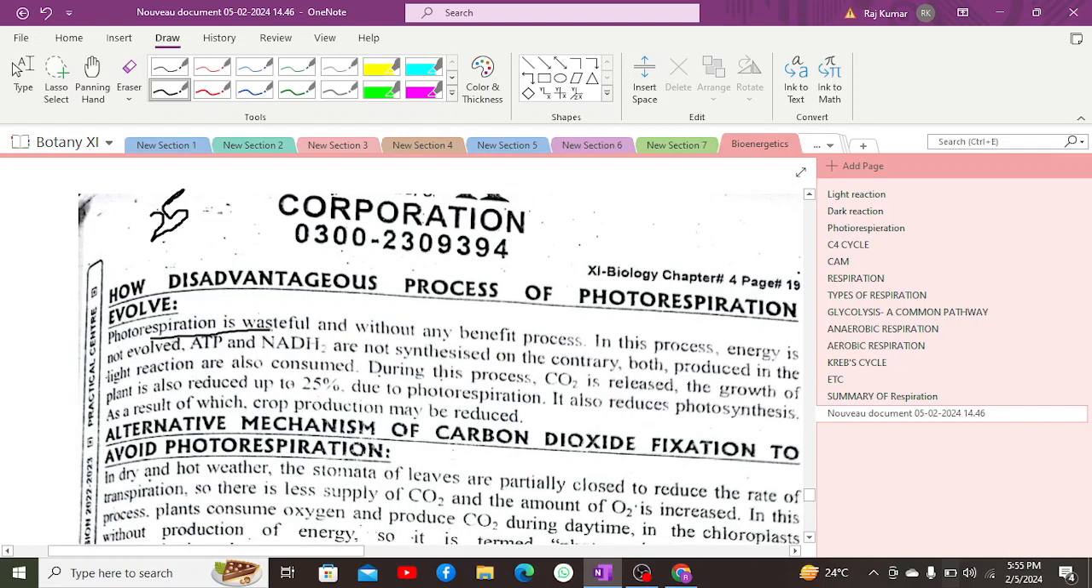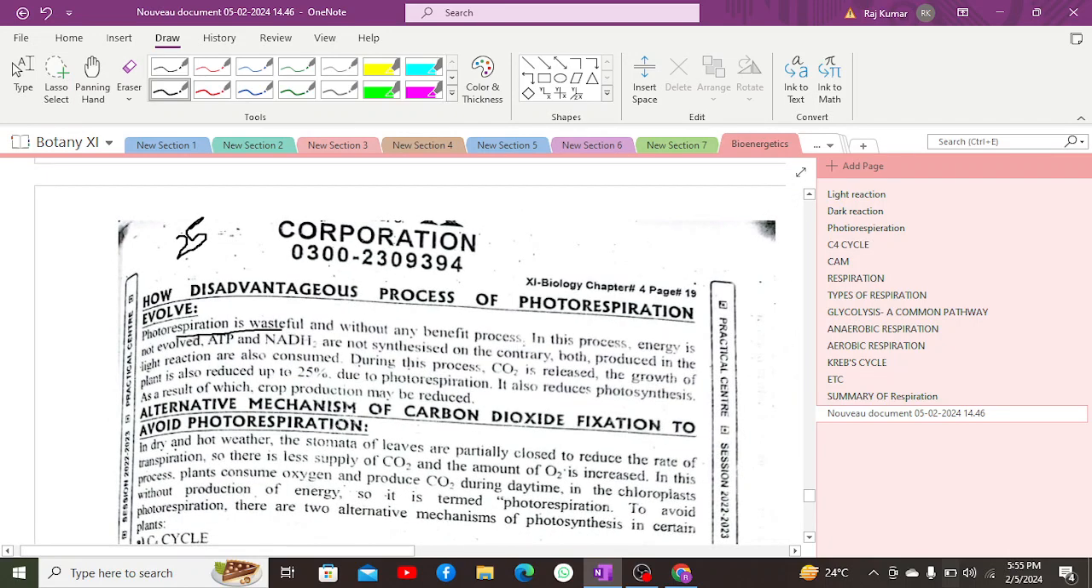And photorespiration is a wasteful process without any benefit. In this process, energy is not evolved. ATP and NADPH2 are not synthesized. On the contrary, those which are produced in the right direction are also consumed, and carbon dioxide is released. The growth of the plant is also reduced by up to 25% due to photorespiration. It also reduces photosynthesis, as a result of which crop production may be reduced.